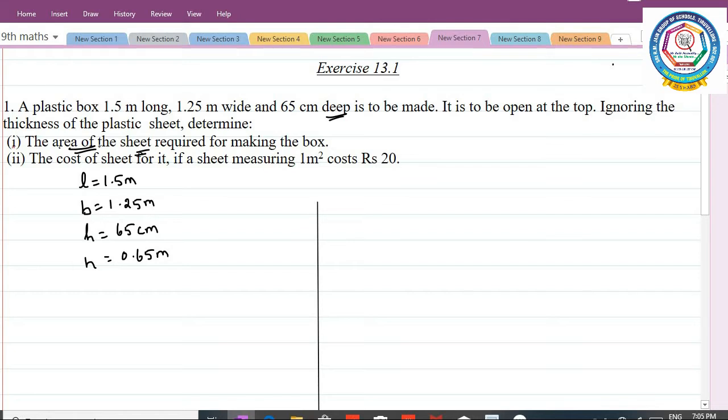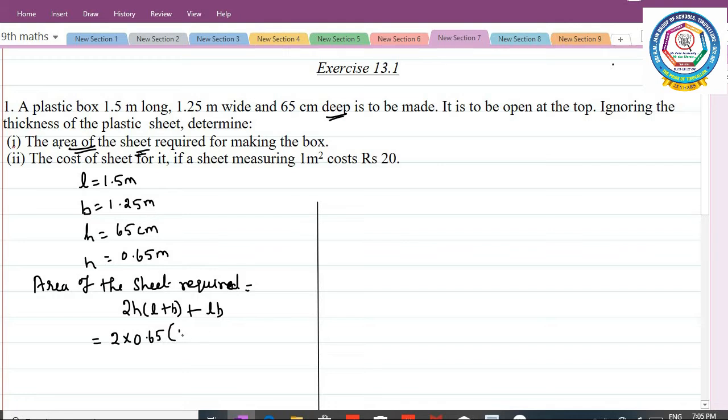First question: area of the sheet required is equal to lateral surface area plus base area. What is the lateral surface area of a cuboid? 2h into (L plus B). What is the base area? LB. We have to substitute the values. 2 into what is the height here?